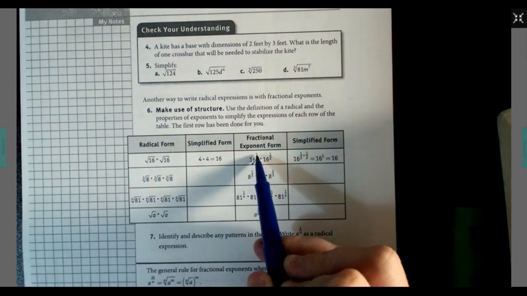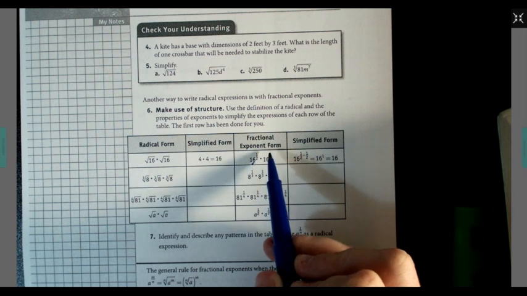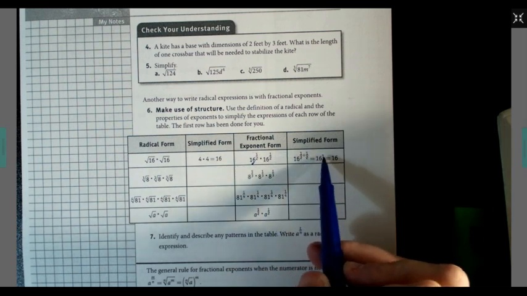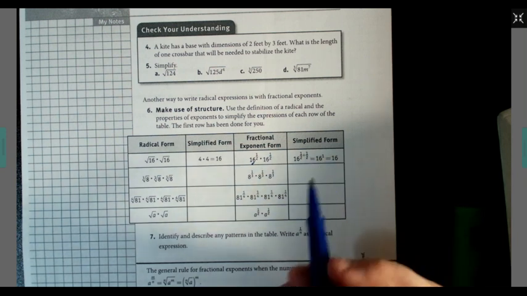It says 16 to the 1/2 times 16 to the 1/2 equals 16 to the 1/2 plus 1/2, which is 16 to the 1, which is 16.